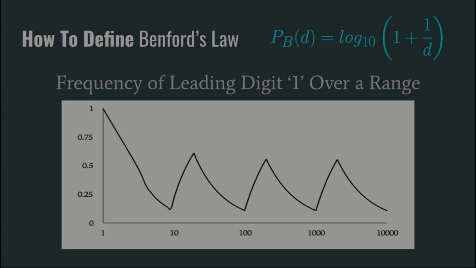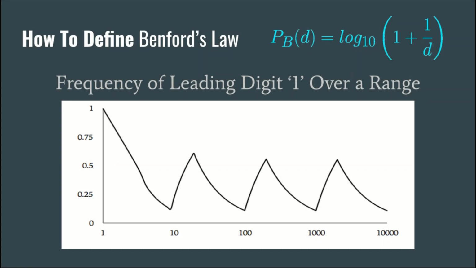Let's start with the mathematics. What does Benford's Law look like? It is defined as P subscript B of D is equal to log base 10 of 1 plus 1 over D, where D is a leading digit of a data set and B is for Benford. This graph shows the probability of the leading digit being 1 over a certain range of values. The first peak is at 100%, while the following peaks afterwards are all around 30.1%, which will be explained later on in our presentation.